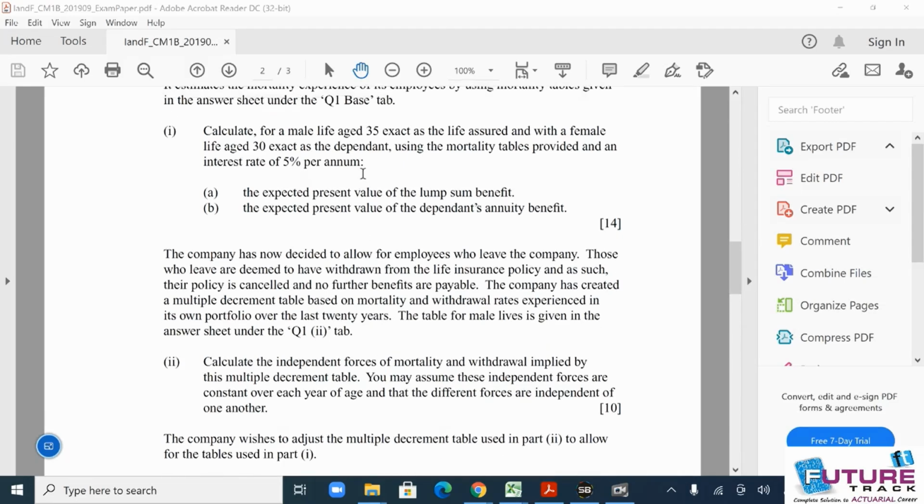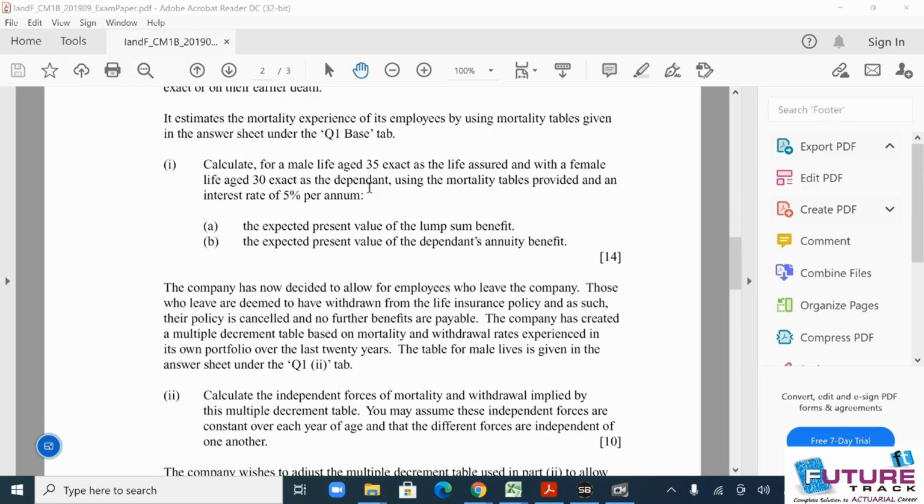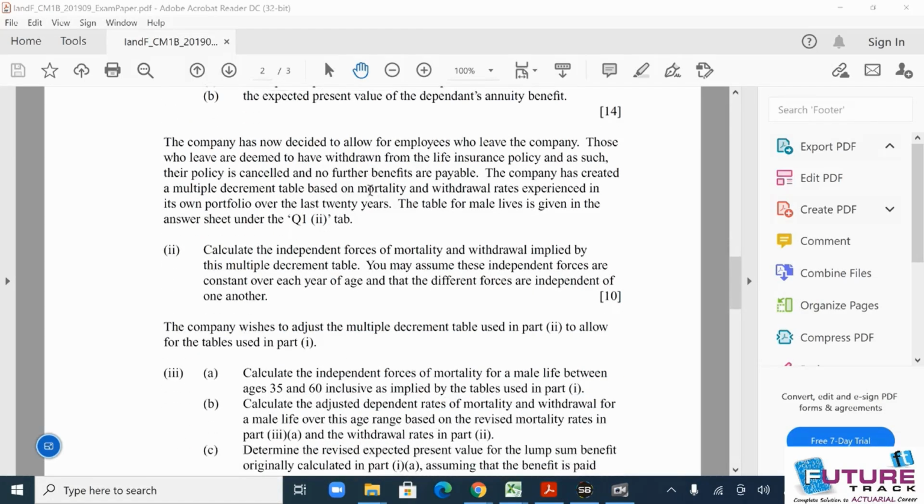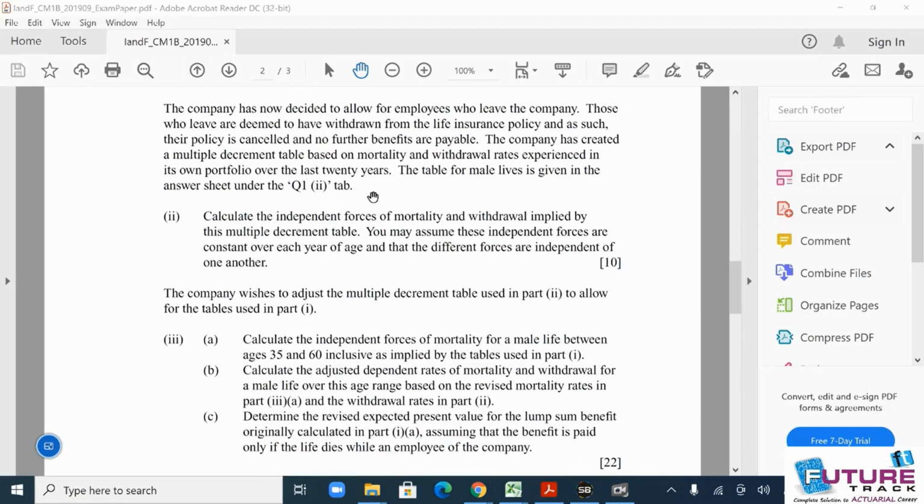So class, this is the table which we have used earlier, that is having only one decrement, that is death. Now they are saying we have to use the two decrements, death and withdrawal. So once the person has withdrawn the policy, no benefit is given. Now what it says: calculate the independent force of mortality for a male life between 35 to 60, inclusive, as implied by the table used in part 1.